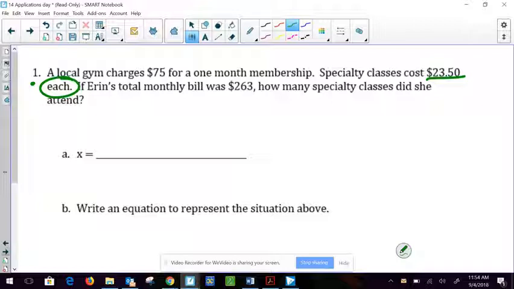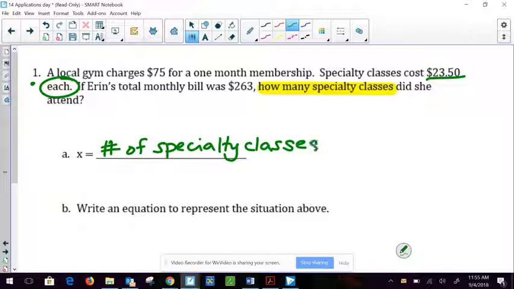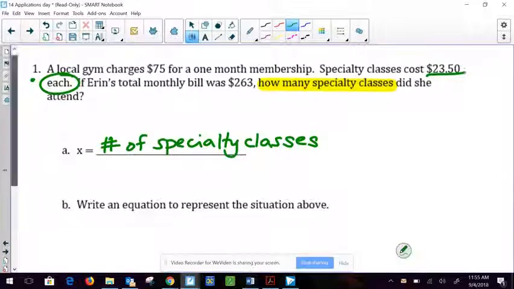So we want to know how many specialty classes did she attend. So looking at that, if you look at the question, it's asking for how many specialty classes. That question is typically going to be one of your variables. So letter A, what is X? It's the number of specialty classes. Letter B is asking us to write an equation to represent the situation.